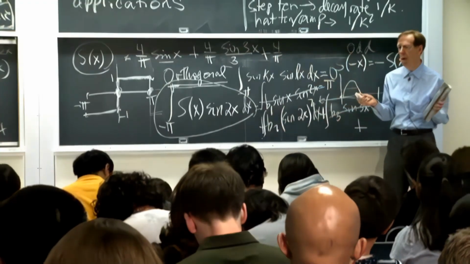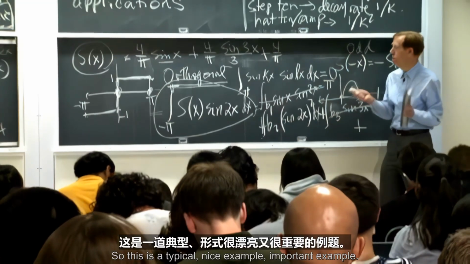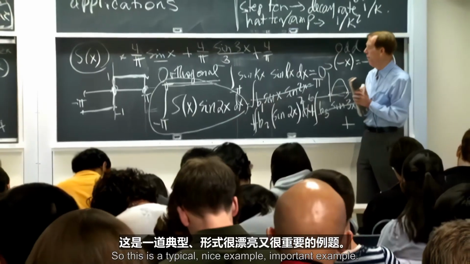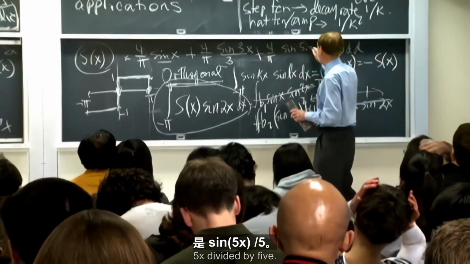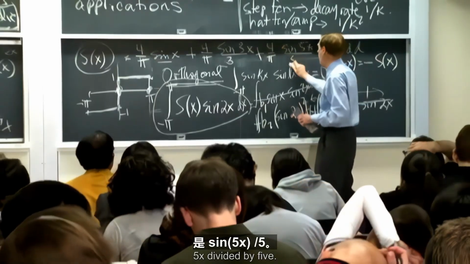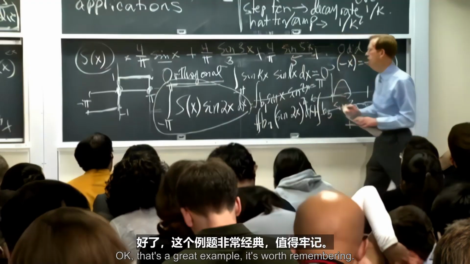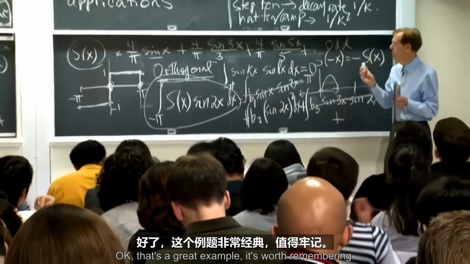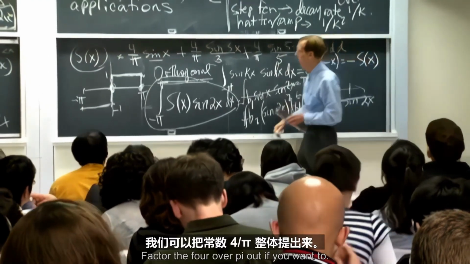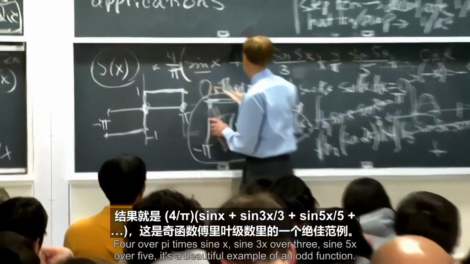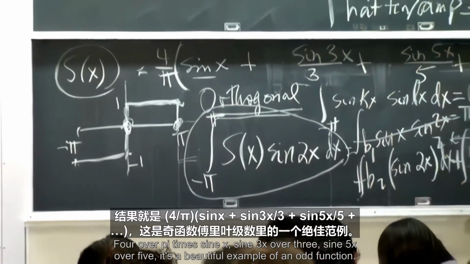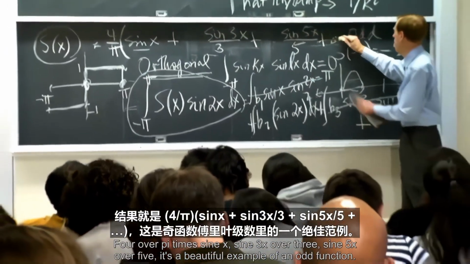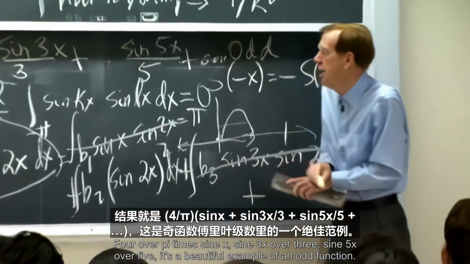Are you with me? So this is a typical, nice, important example. Sine of what? 5x divided by 5. Okay. That's a great example. It's worth remembering. Factor the 4 over pi out if you want to: 4 over pi times sine x, sine 3x over 3, sine 5x over 5. It's a beautiful example of an odd function.